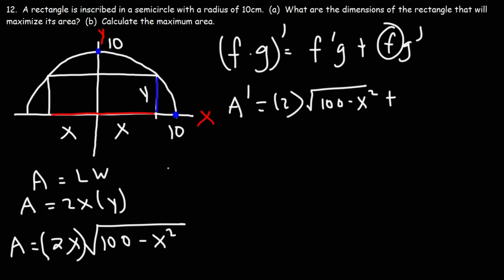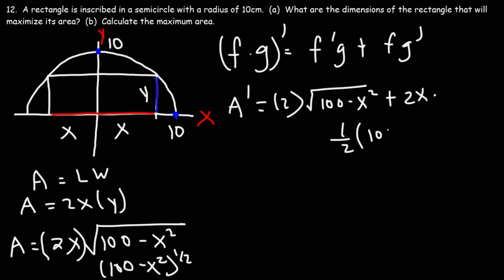Next, we'll keep the first part of the function the same, 2x, and then we need to differentiate this. So keep in mind, this is 100 minus x squared raised to the 1/2. So this is going to be times 1/2. We'll keep the inside part the same. We'll subtract the exponent by 1. 1/2 minus 1 is negative 1/2. And then we need to differentiate the inside part of the function. The derivative of negative x squared will be negative 2x.